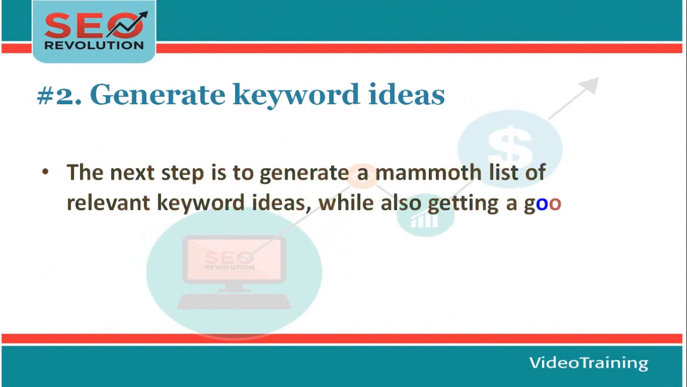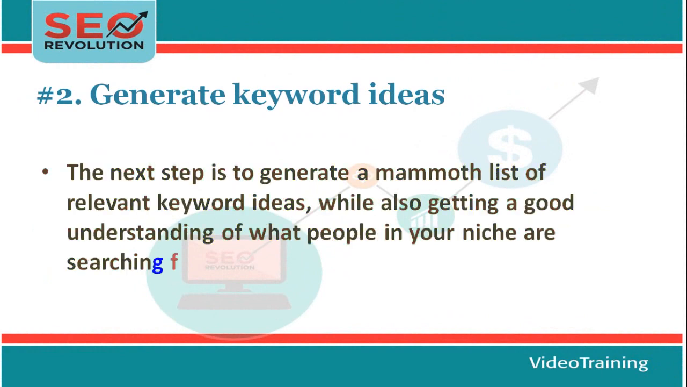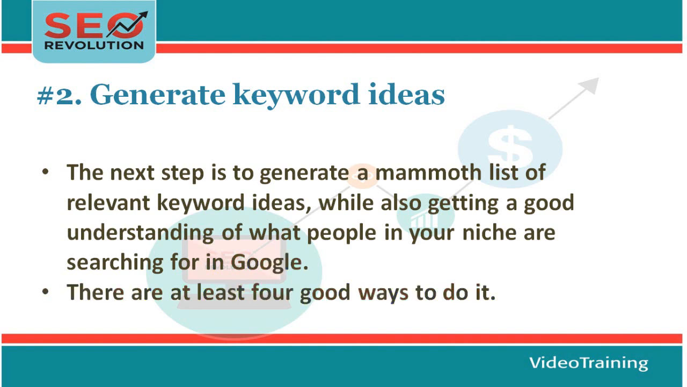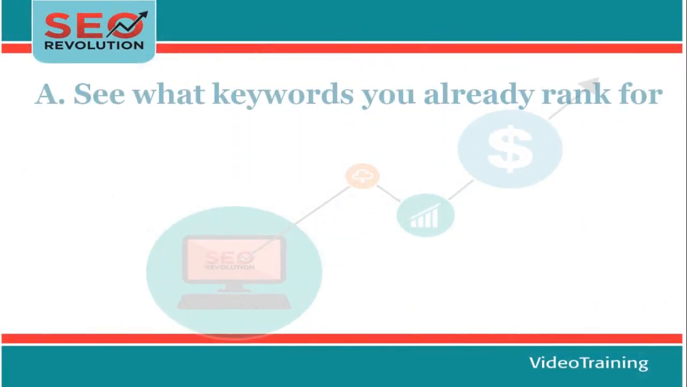Number 2. Generate keyword ideas. The next step is to generate a mammoth list of relevant keyword ideas, while also getting a good understanding of what people in your niche are searching for in Google. There are at least 4 good ways to do it. A. See what keywords you already rank for.